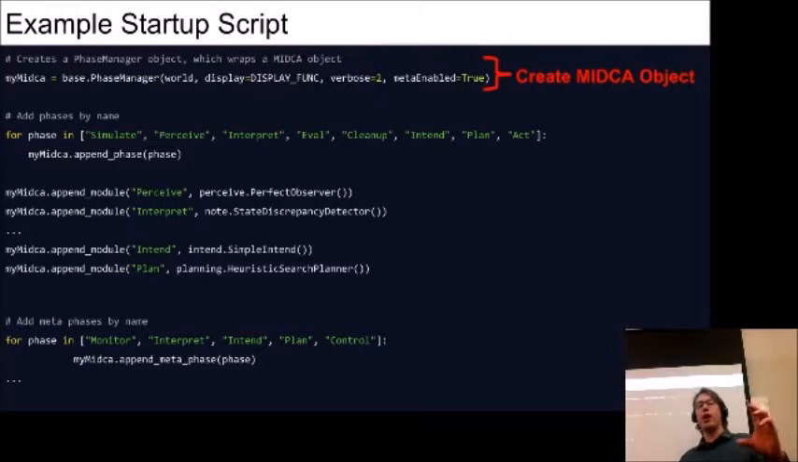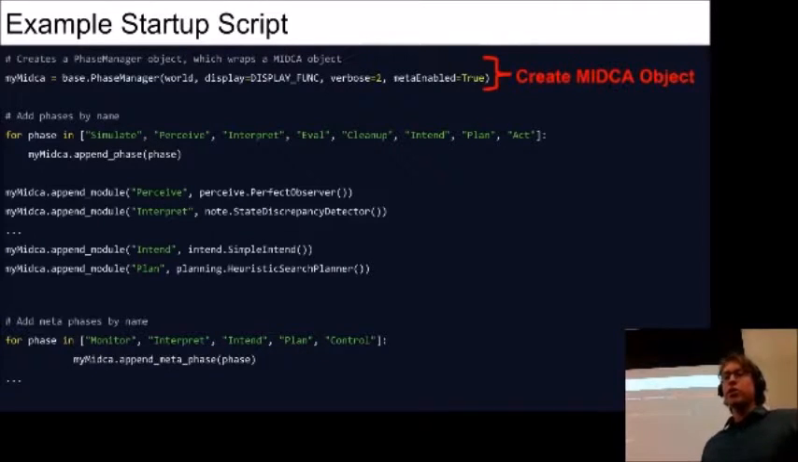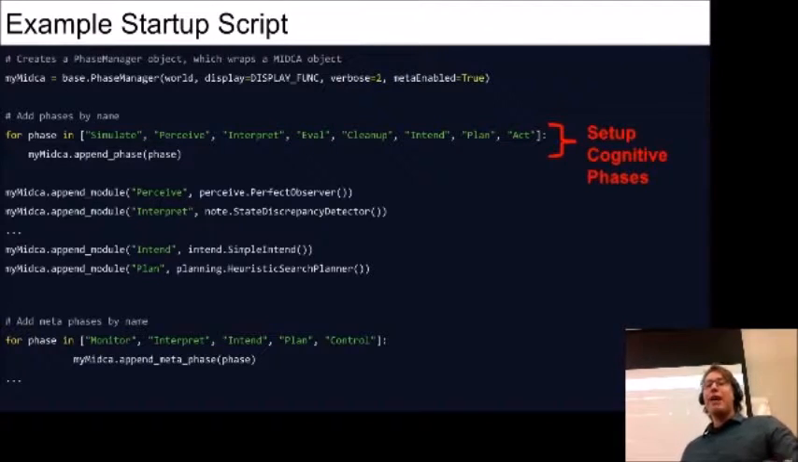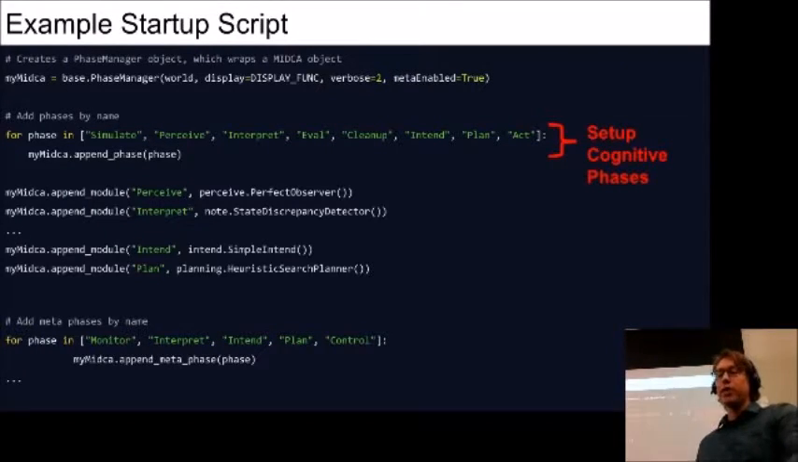This is a code segment from a startup script in the examples folder. So I just want to show you, this is how we create a MIDCA. We create a MIDCA object, which is something from base.phaseManager. And then we add phases by name in the order that we would like.